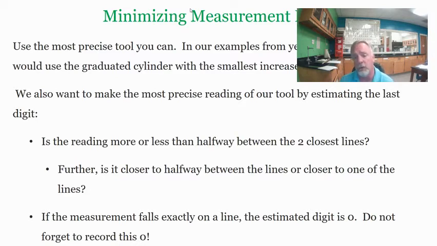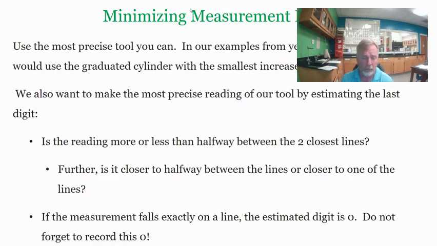Now, those tick marks could be physical, like they are on the graduated cylinder, or they could be digital, like they are on the scale, right? But either way, we want that smallest increment between readings that we can get off of our tool. We also want to make sure that we read our tool as precisely as it can get, right? It doesn't help us much if we have a tool that's precise, but we don't read it precisely. So how do we read a tool precisely? We're going to estimate that last digit. Now, if we're using a digital tool, there's nothing for us to estimate. But if it's something like a ruler or a graduated cylinder, we need to estimate that last digit ourselves manually.